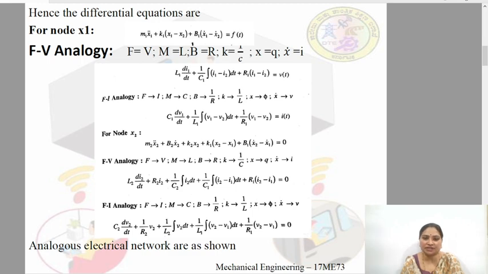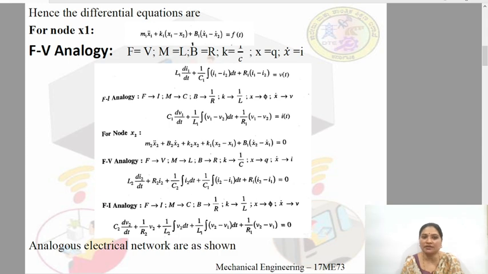So the differential equations can be written as, for node 1, we write the equation as M1 x1 double dot plus K1, and K1 is the spring which is under the difference in the displacement, so K1 into x1 minus x2, plus B1 into x1 dot minus x2 dot, same with the case of the damper also, which is equal to force F of T. So this is the differential equation for the simplified mechanical system.